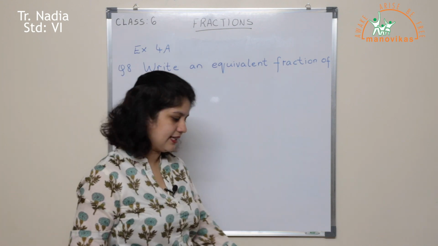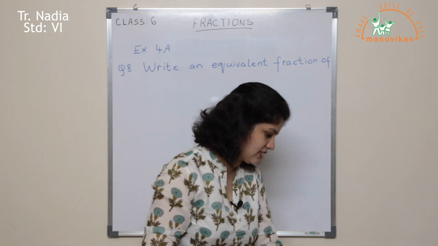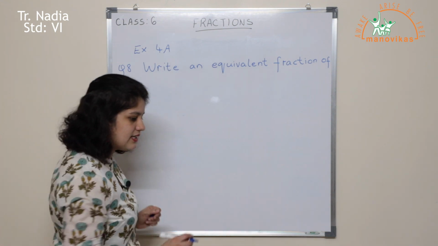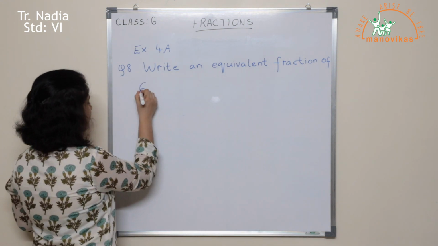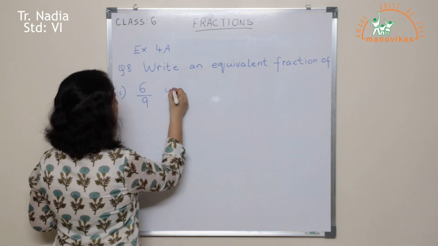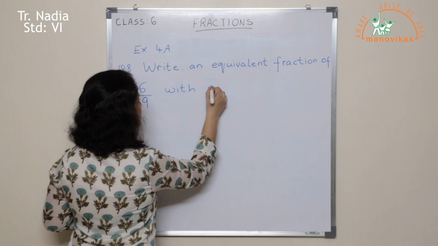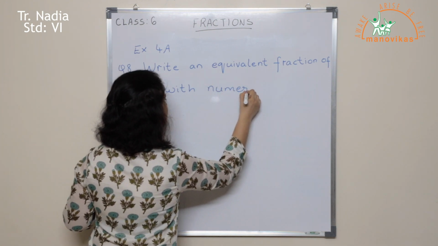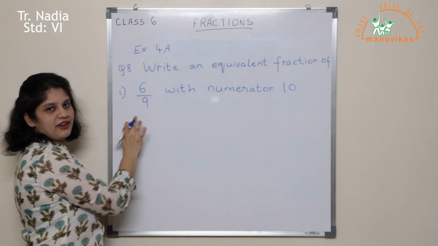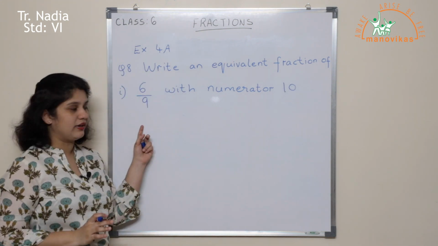I will take a similar example. I won't solve this sum which is given here. This you all can attempt. I will solve a similar one. 6 upon 9 with numerator 10. Okay, the original fraction that is given to us is 6 upon 9.